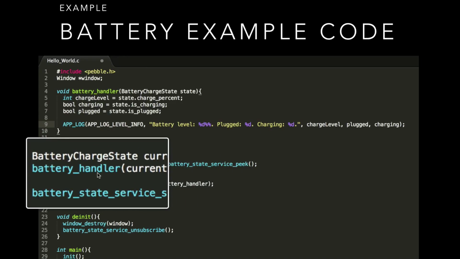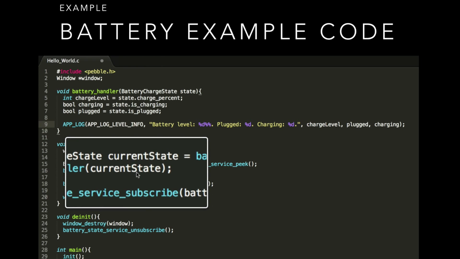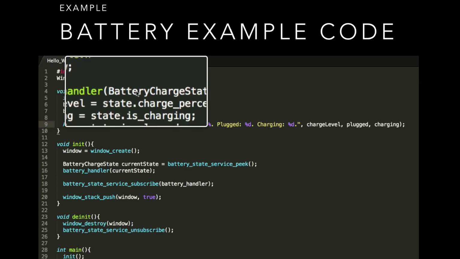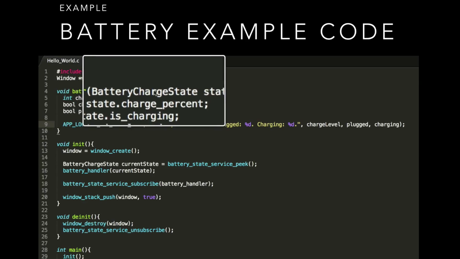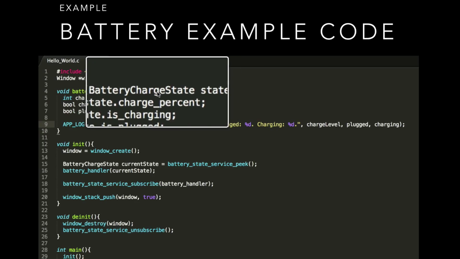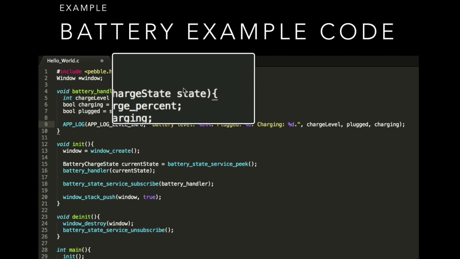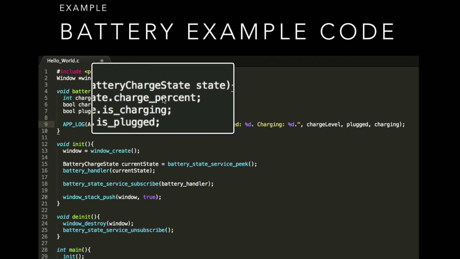And here we have our battery handler. We're shooting in our current state into this. So as you can see, our battery handler typedef, our only parameter for this handler is a BatteryChargeState called whatever you want, as long as it's a valid variable name.